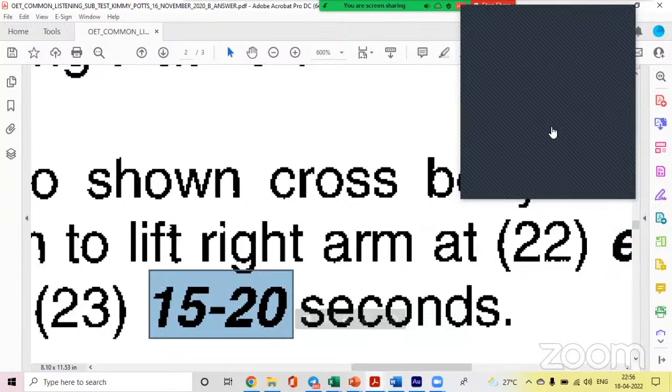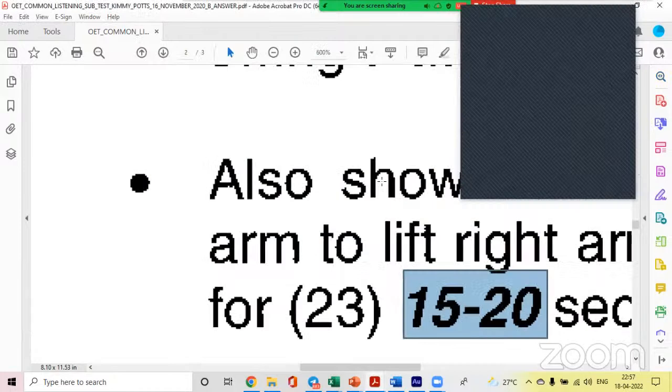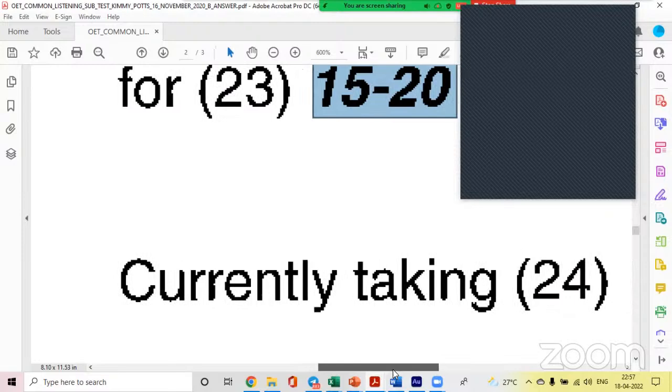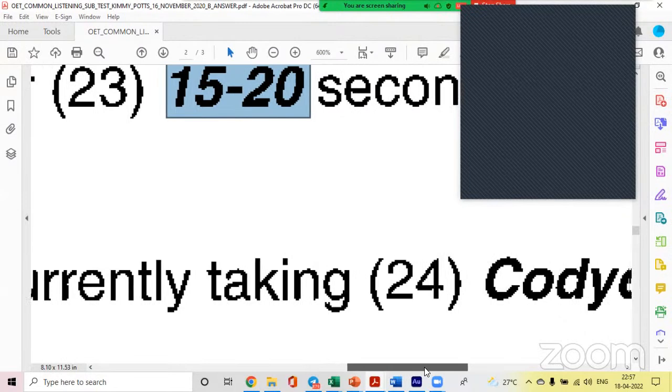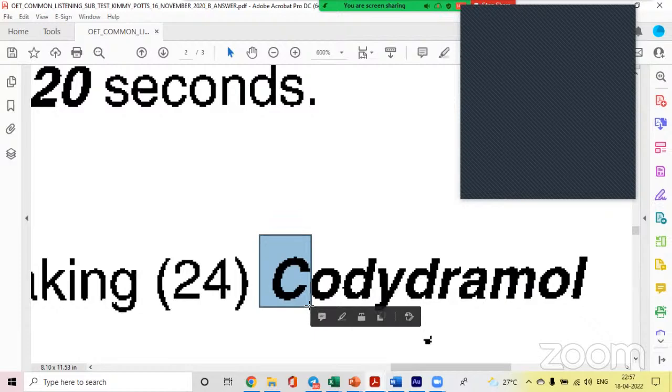Then last question, 24. Currently taking dash. Okay, Coreg, C capital letter. If it is a generic name, small letter. If it is a brand name, capital letter. Okay.